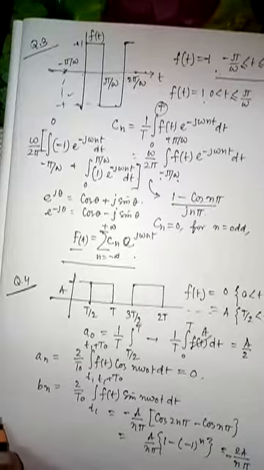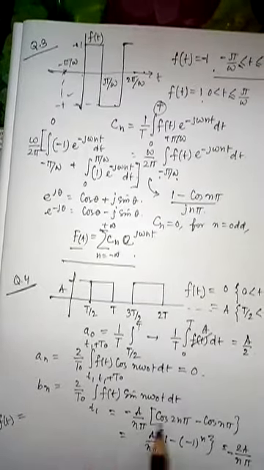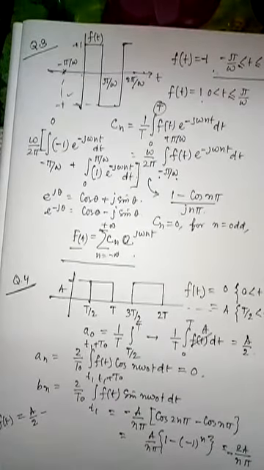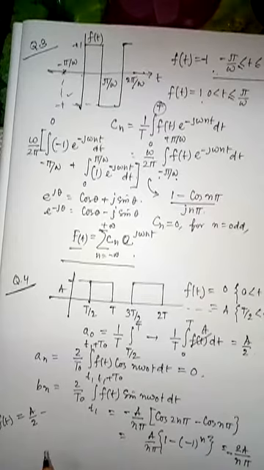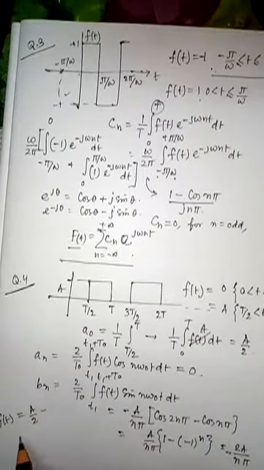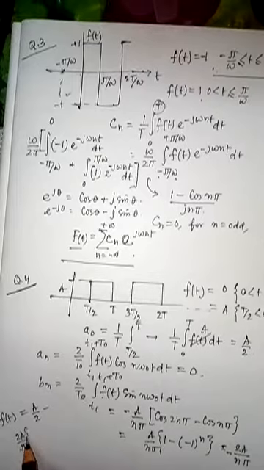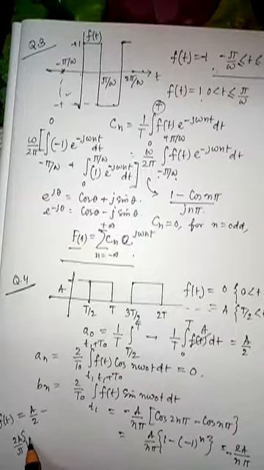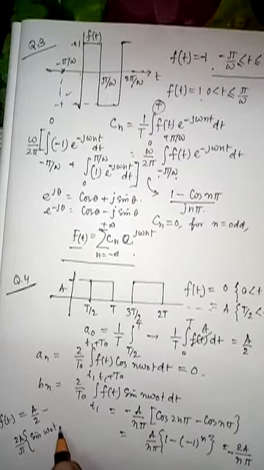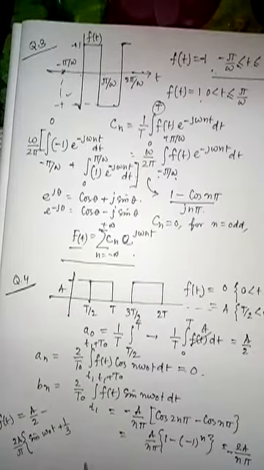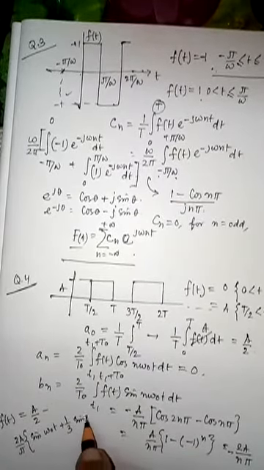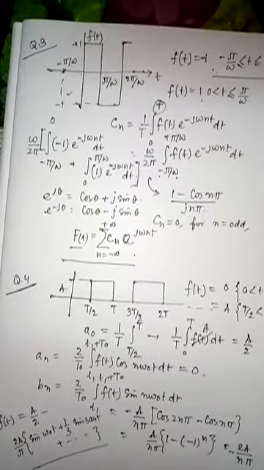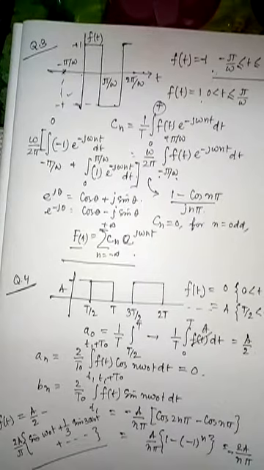Finally the Fourier series will come as f t equals a by 2 minus 2a by pi, taking 2a by pi as common, times sine of omega 0 t plus 1/3 sine of 3 omega 0 t, since we are taking the odds, and so on. So that is the total function of this.